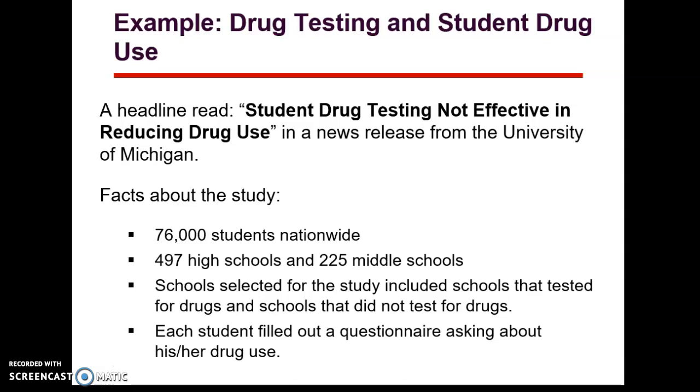So consider this headline about student drug testing not being effective in reducing drug use. From that, can you see that student drug testing is supposed to have some effect on the drug use of students? So the student drug testing would be the explanatory variable, and the response variable would be reducing drug use. Let me give you some facts about it. And then there was a questionnaire given to students, and here are the results.